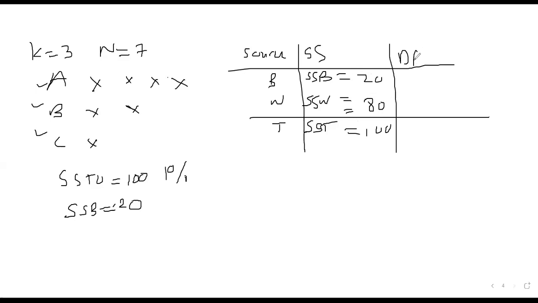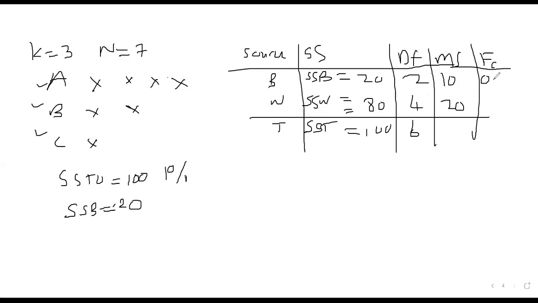Degree of freedom is K minus 1. We're dealing with between, so K is the number of treatments. So 3 minus 1, 2. And this is N minus K. So 7 minus 3 is 4. And you total up, you get 6. The mean of squares, here just dividing. So 20 over 2 is 10. 80 over 4 is 20. F calculated, now going to divide 10 by 20, 0.5.